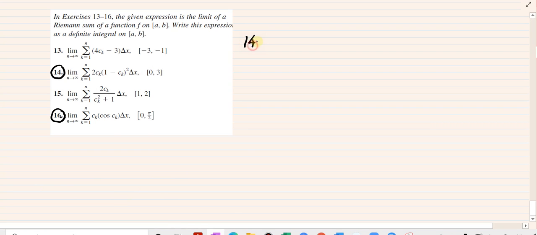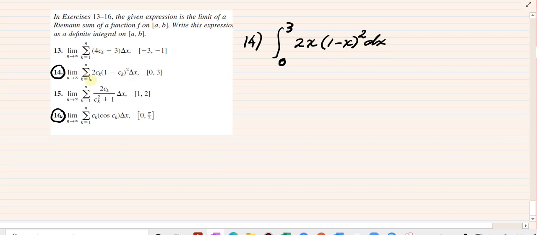So exercise number 14, remember when we change these to definite integrals, we have the integral symbol. The limits of the integral come from the interval that's given. That means they're going to go from 0 to 3 in this case, right? And what's inside the summation, that's actually your function, the integrand. Change your evaluation point c sub k to just a general x. That's 1 minus x, quantity squared, and then here's dx. And there you have it.